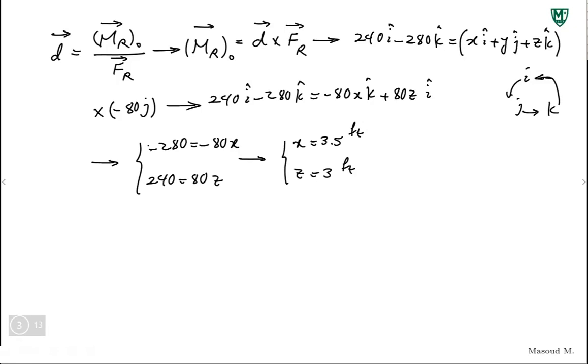So what I get out of this is the components for D. So what this tells me is that D becomes 3I plus 3.5K. And this is what I was looking for. This tells me that if I move FR this amount on this plate, that this is what it's trying to say.